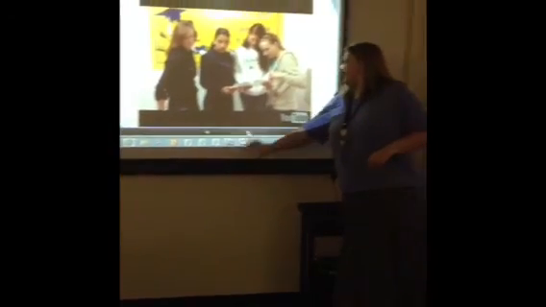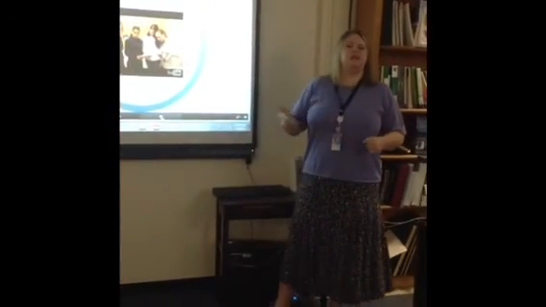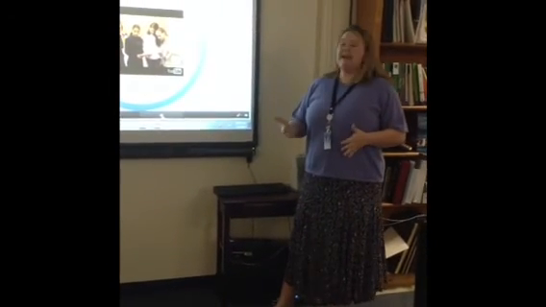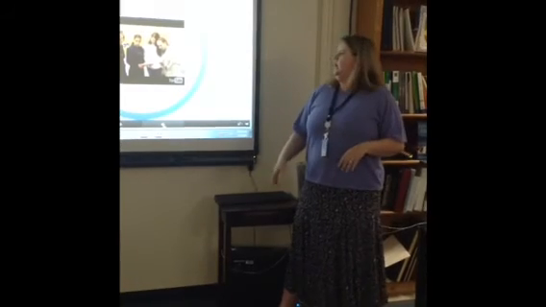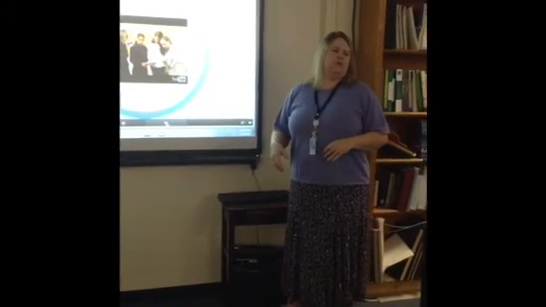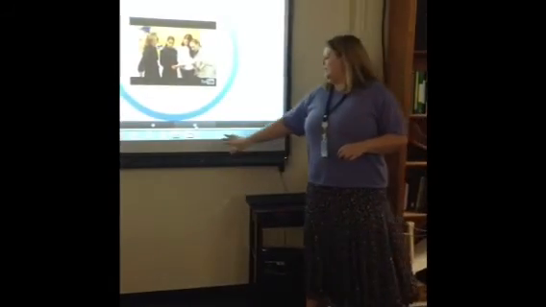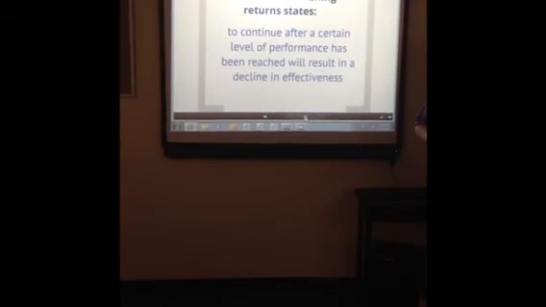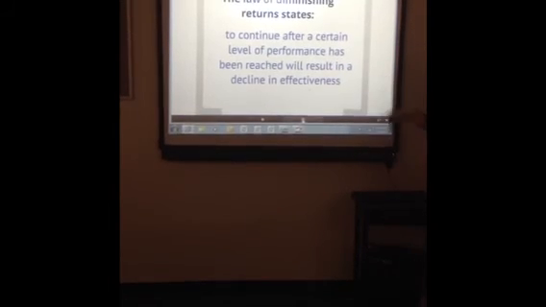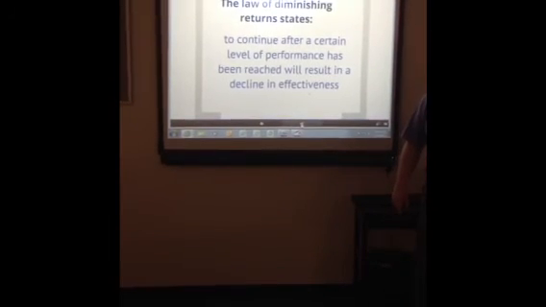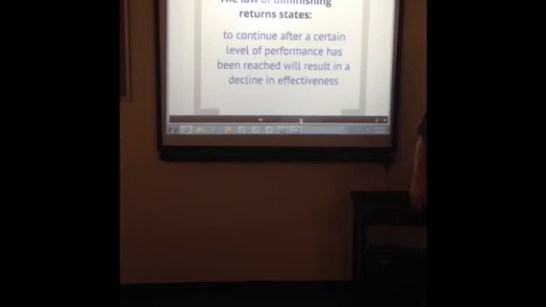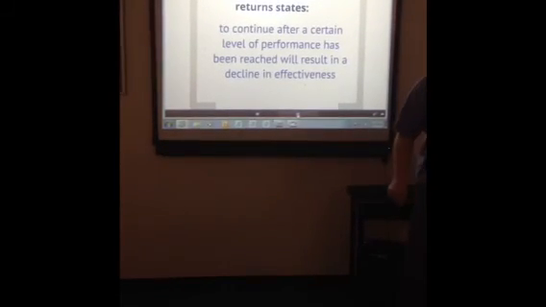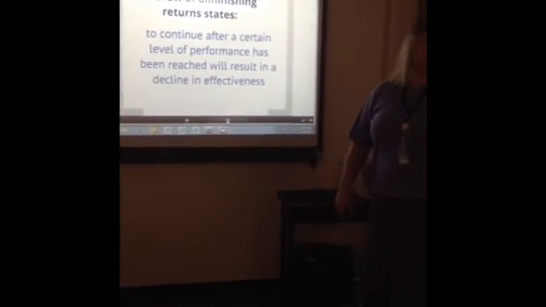So the product actually decreased because they added more people. The quality went down, not up, as you would imagine that it would, because there's more people working on it. But because there's not enough work for everybody to do, then the product actually didn't get done to the best of everybody's ability. So the law of diminishing returns simply states this. If you keep continuing after a certain production point, you're going to decrease effectiveness. So your product is going to actually decline instead of go up.